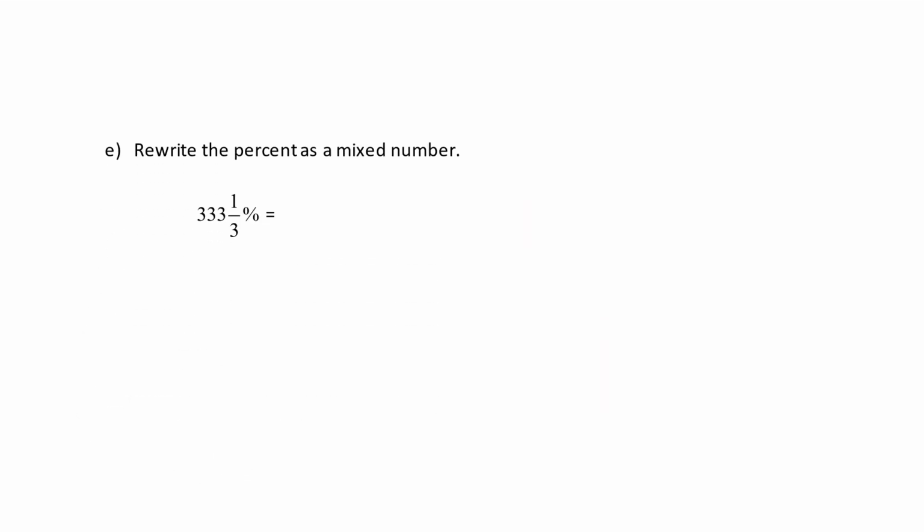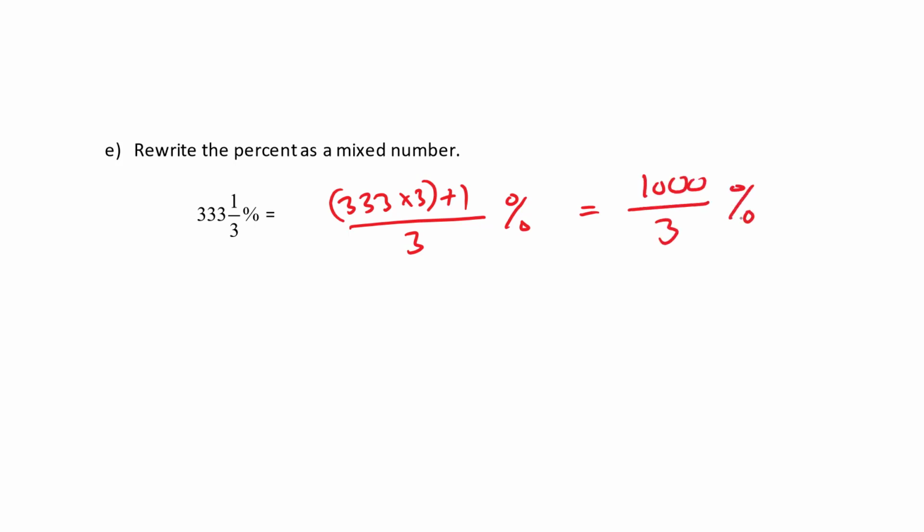Question E might have been more of an issue. So let's convert 333 1/3% into a mixed number. This is actually a mixed number, but it's written as a percentage. What do we have when we have a mixed number? Let's convert that to an improper fraction. So we take the whole number, multiply by the denominator, add the numerator over the original denominator. This gives me 333 times 3 is 999, plus 1 is 1,000 over 3%.